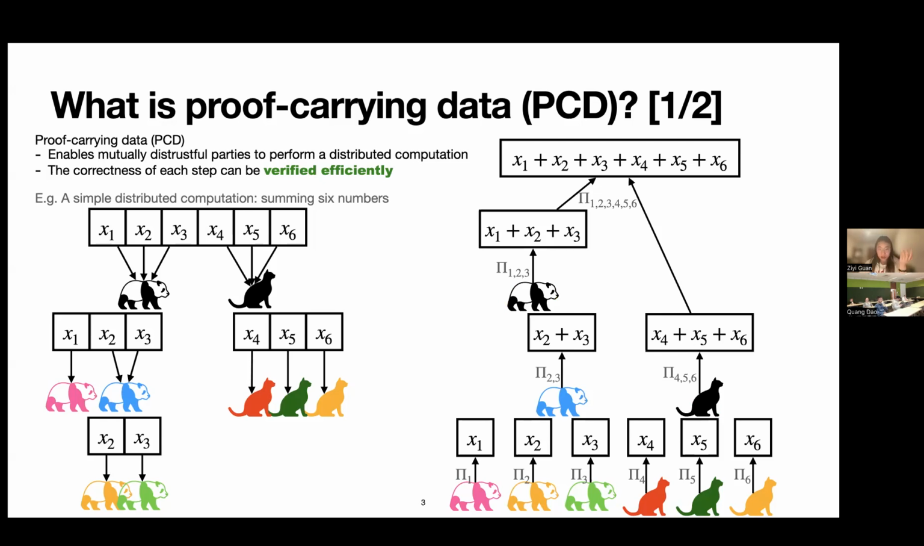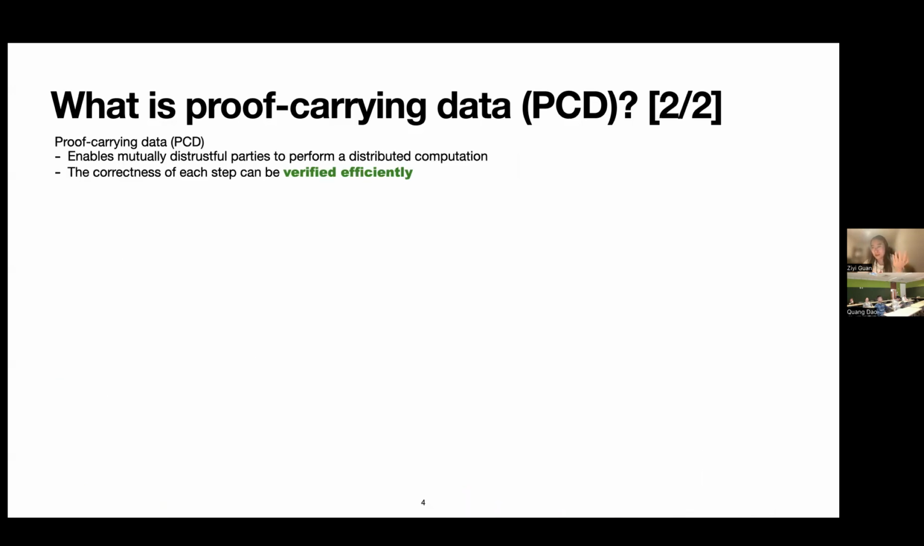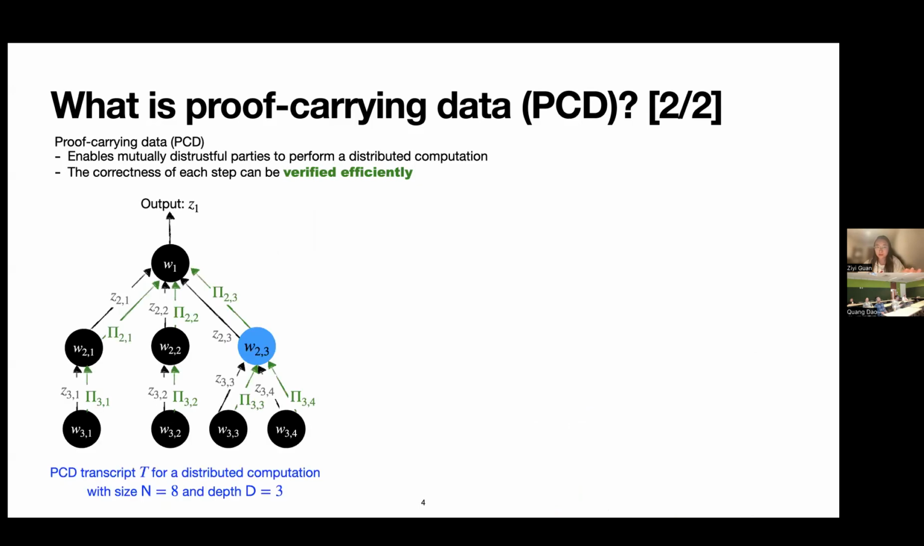So now let's see it more abstractly. What is the precise theoretical or formal mathematical definition of PCD? So we've seen before, a PCD is always associated with a transcript T for a distributed computation. And here in this example, it's a transcript for a computation of size n equal to 6 and depth equal to 3.